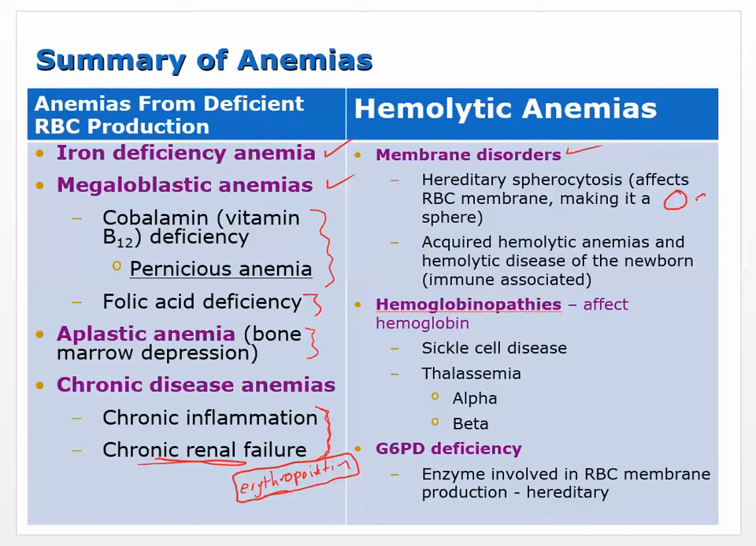So membrane disorders, we discussed those. Spherocytosis, where the cell is made round instead of red blood cell shaped. Acquired hemolytic, so this is hemolytic disease of the newborn, which is immune associated, and then we talked about sickle, thalassemias, and then the G6PD deficiency, which kind of fits into a membrane disorder, but in this case it's about producing the membrane.